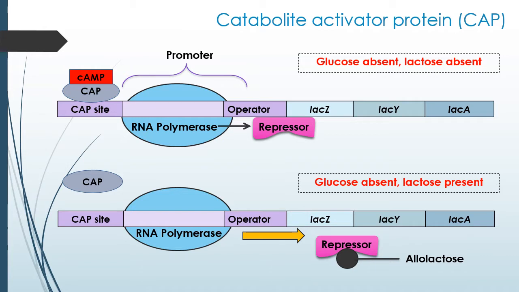cAMP levels are high because glucose levels are low, so CAP is active and will be bound to the DNA. However, the lac repressor will also be bound to the operator due to the absence of the allolactose. It will act as a roadblock to RNA polymerase and prevent transcription.